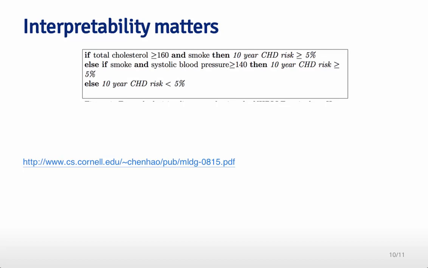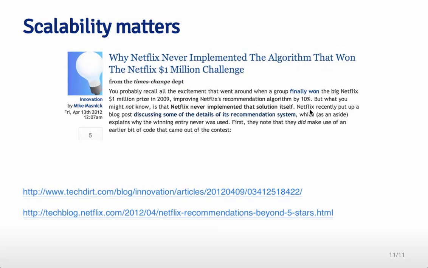But interpretability prevents things like the Google Flu Trends problem, where people didn't really understand how the features were directly tied to the rate of flu. If you don't understand how the features are working, you can get caught when the algorithm starts to have problems or fail. Scalability also matters.